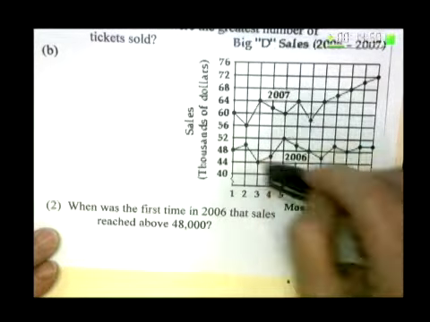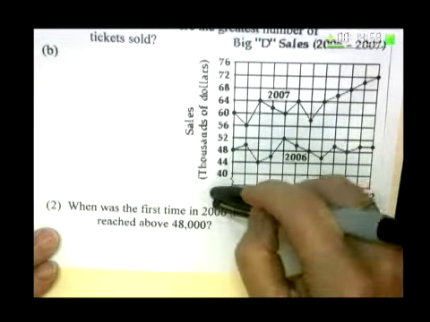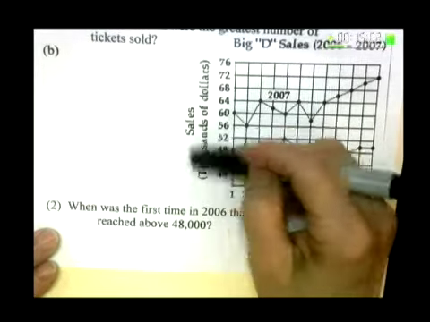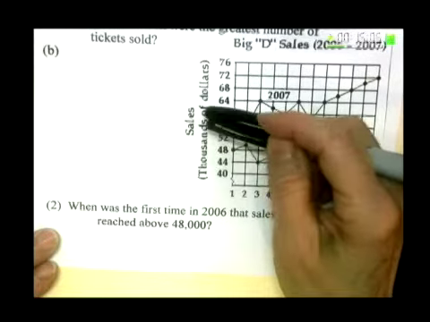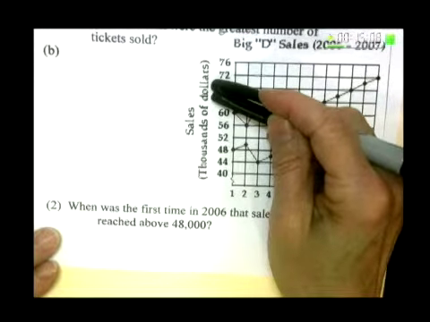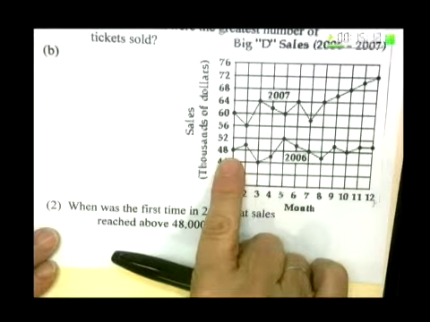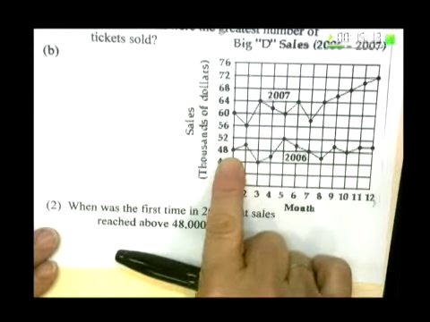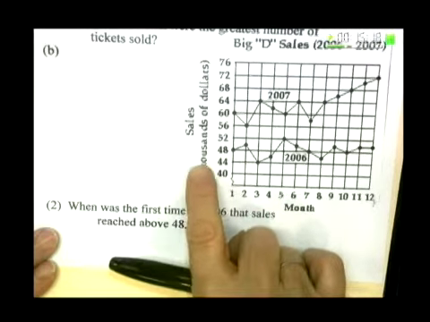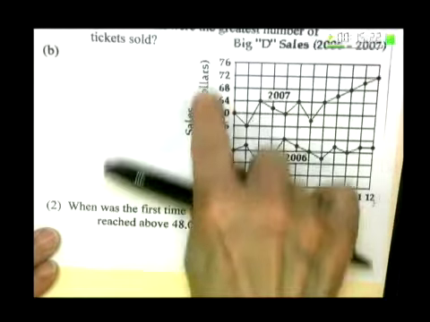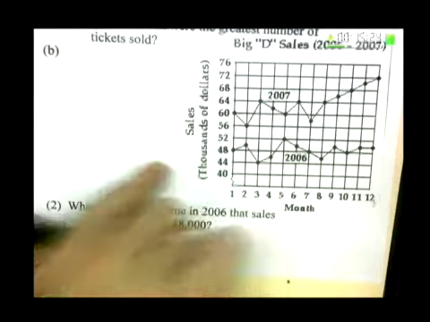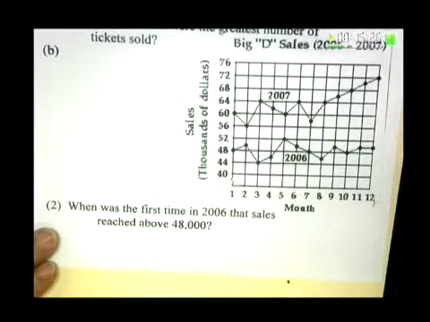This is a line graph. This is called a line graph. And across the side, it says sales, but the important thing is it says thousands of dollars. So if I have this number right here, which is 48, what was the sales? It's not 48, but it's 48 thousands of dollars. Okay? So you have to read this number along with the vertical axis.